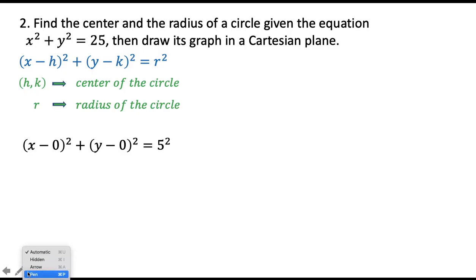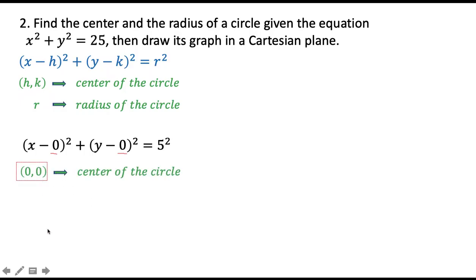From here, we can easily get its center. So h is 0, k is 0, therefore our center is (0, 0). Then for our r, or radius, that is 5. And this is our answer.